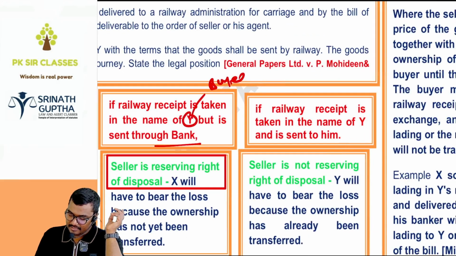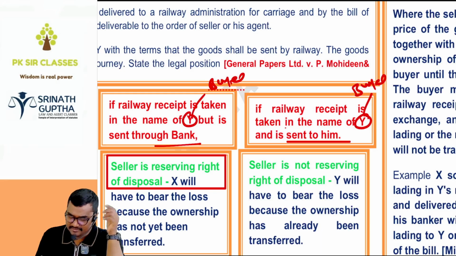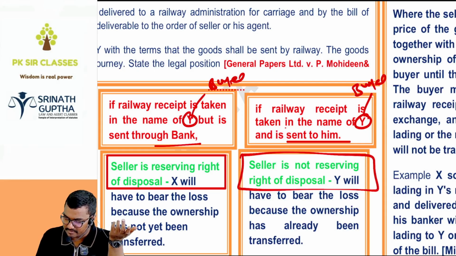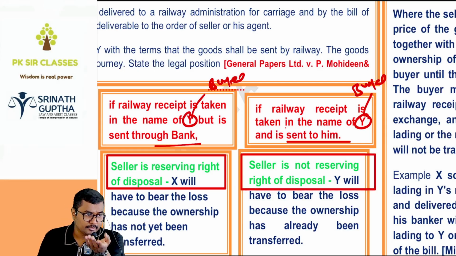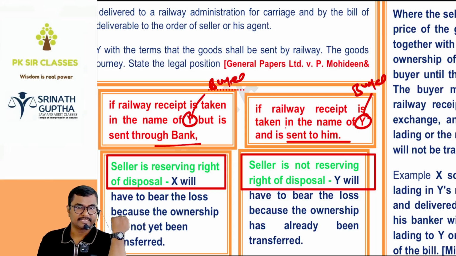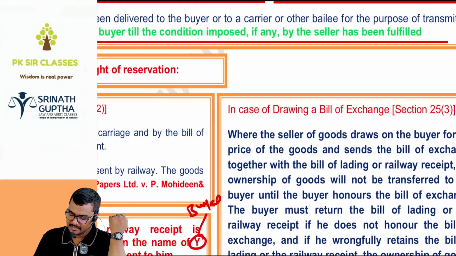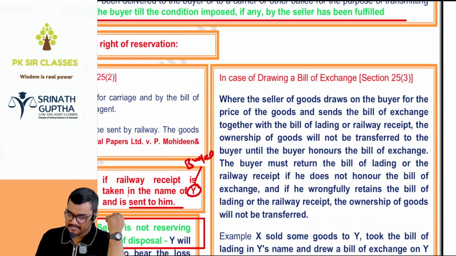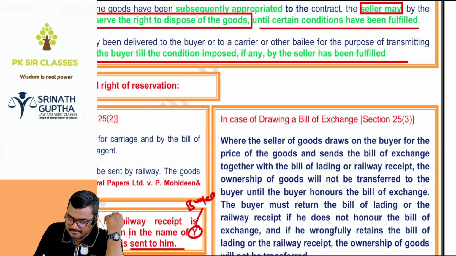Third one: if the railway receipt is taken in the name of the buyer, and I gave it to the buyer also. Whether I am reserving a right of disposal, no, because the receipt is taken in the name of the buyer. I give the receipt to the buyer. You can show the receipt in the railways. You can take the goods from railways. Done. Last one: in case of bills of exchange, so I am sending some goods.